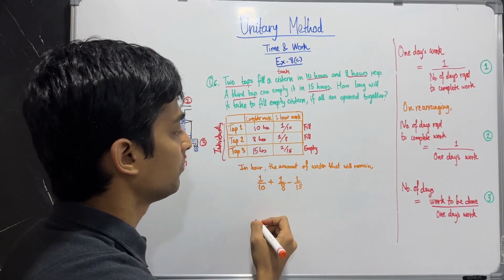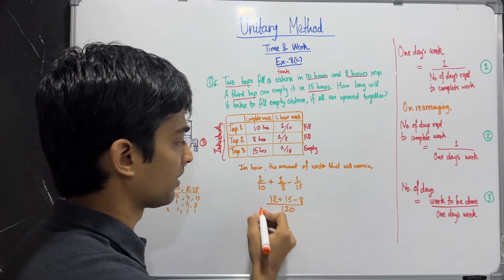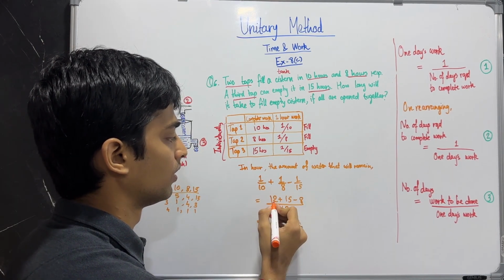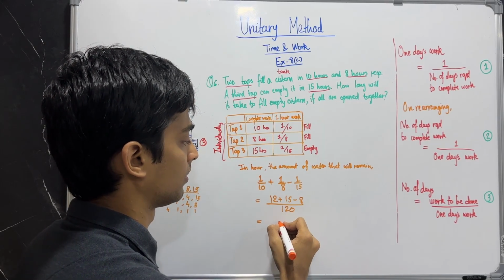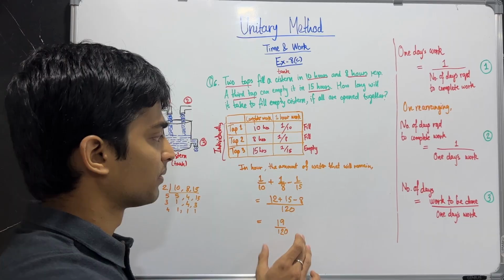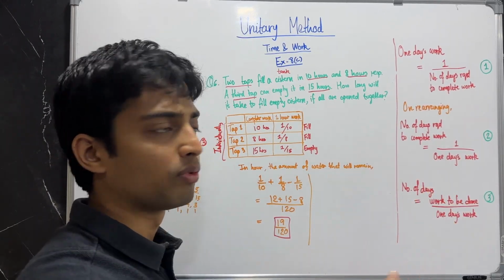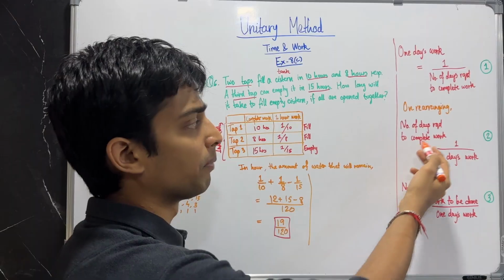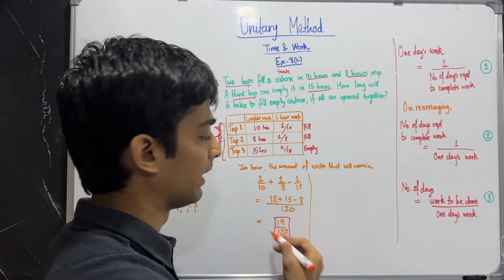Let's take the LCM. What is the LCM? 120. How much is this coming to? 27 minus 8, 19. So this much water will remain. It's 1 hour's work. So the number of hours it will take to complete the whole work, which is filling the whole tank, will be 1 upon 19 by 120.